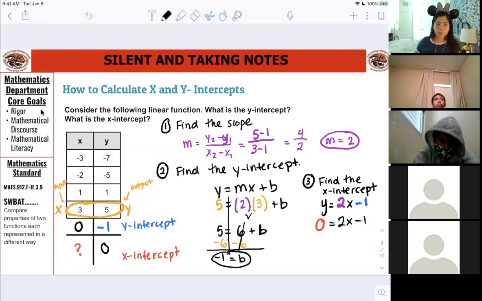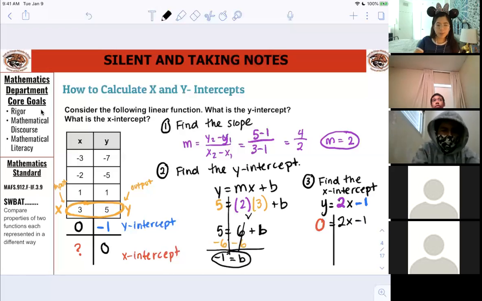All I'm doing is making it equal to 0. Notice, what did I replace with 0? Which letter did I just replace? X. Right. I replaced the y with a 0 because, look at the table. When I have an x-intercept, what is the value of y? 0. That's why I make it equal to 0. All right, we're almost there. Thank you for sticking with me.